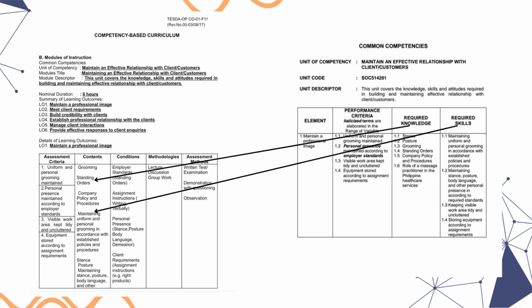So here, the underpinning knowledge and skills as basis for contents. The contents, nakuha namin siya sa required knowledge and required skills. The underpinning knowledge and skills include the theories, concepts, and practical abilities needed to perform the task. So this serves as the basis for the module content, ensuring that lessons include both knowledge, what to know, and skills, what to do.